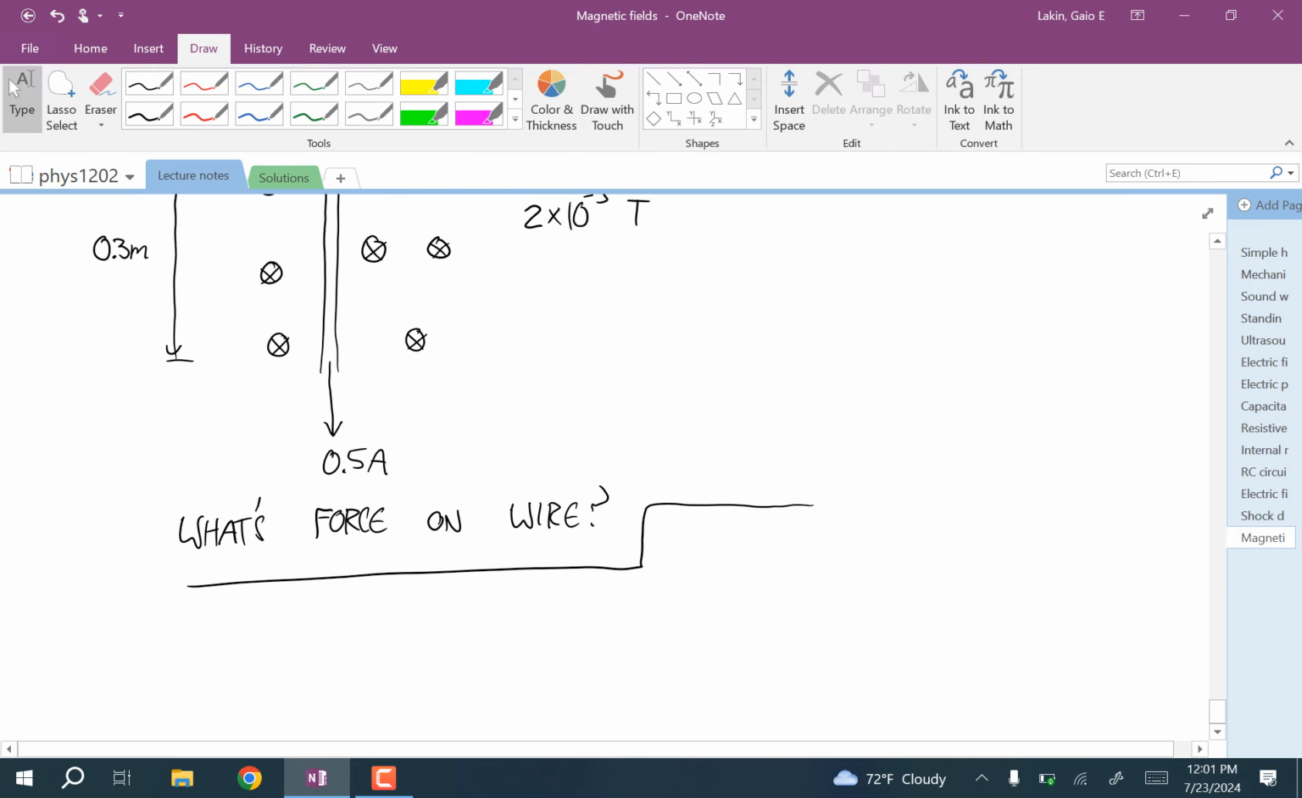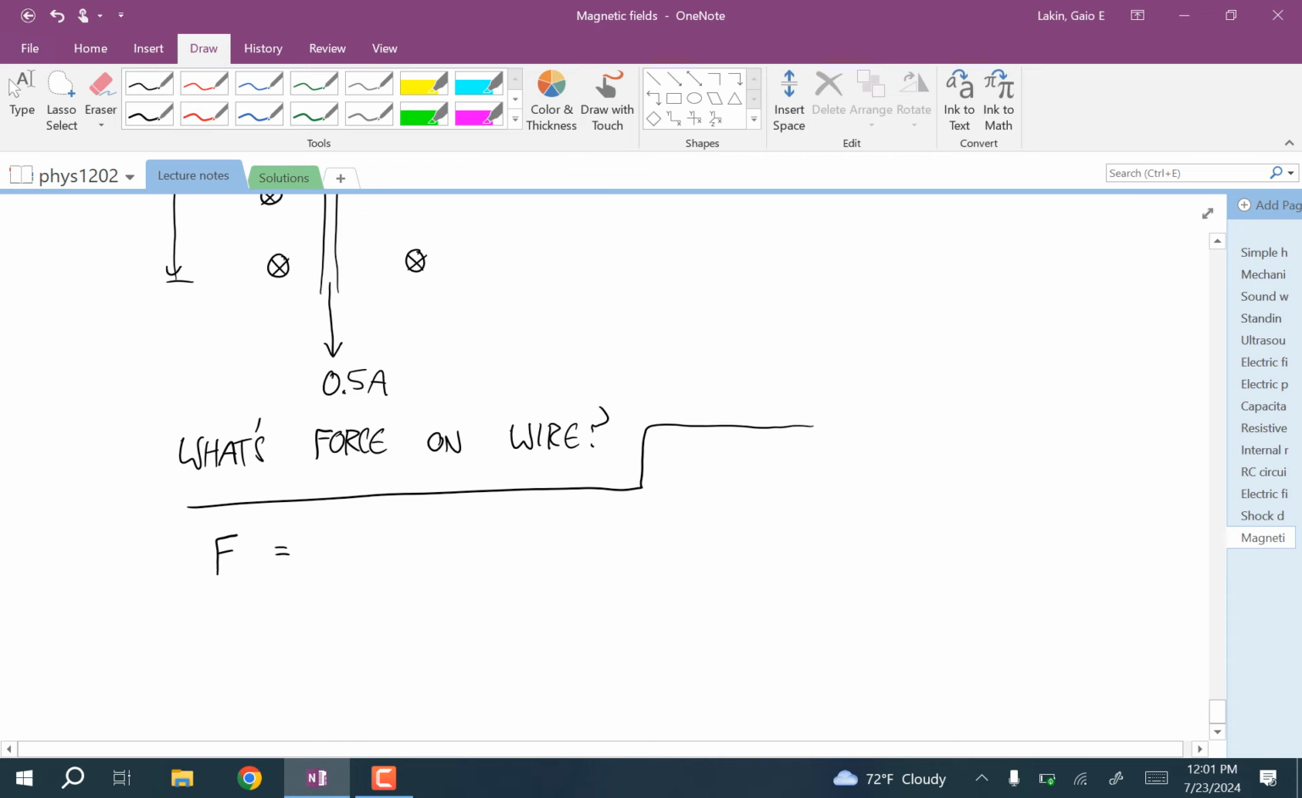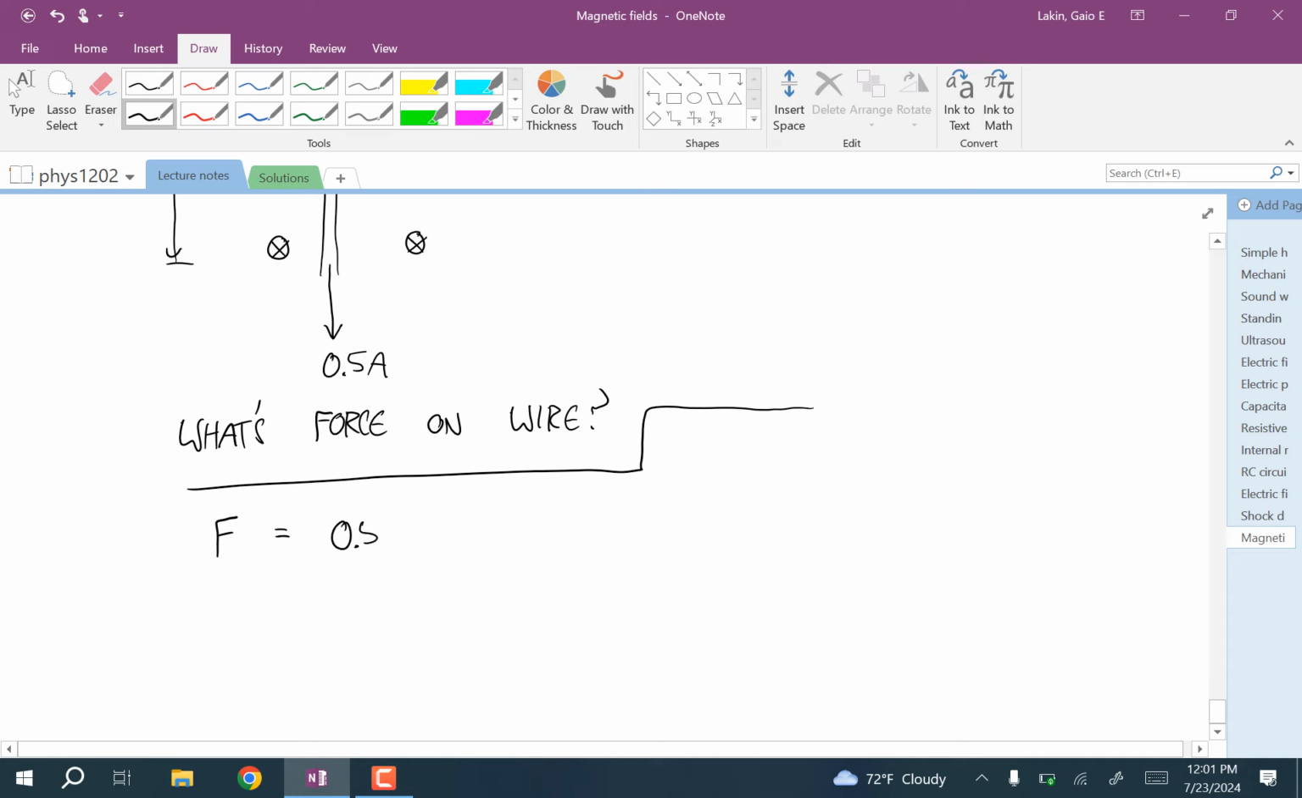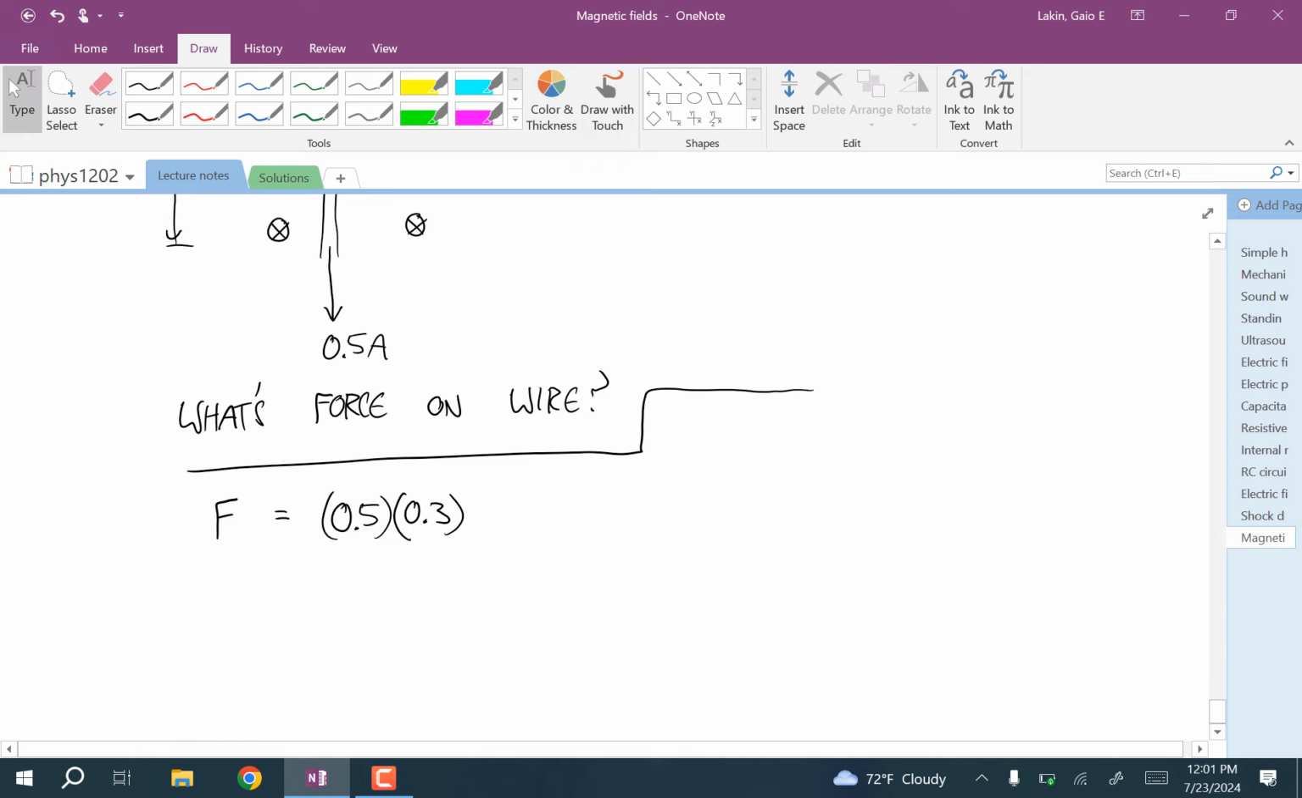The magnitude of the force, as always, is the easier part. You just need to know what the variables stand for. So the force is equal to the current times the length of the wire times the strength of the magnetic field. And so we get a force of 3 times 10 to the minus 4 newtons.